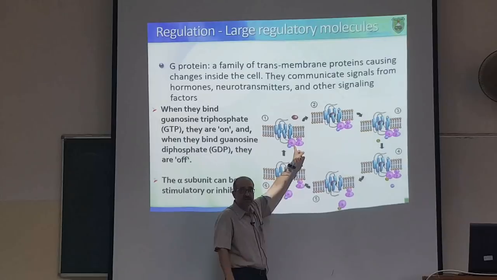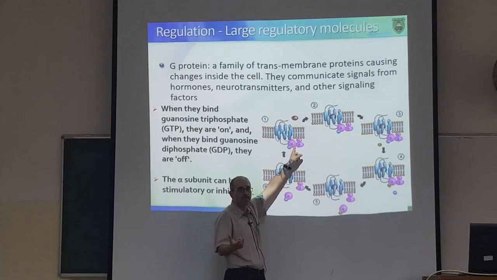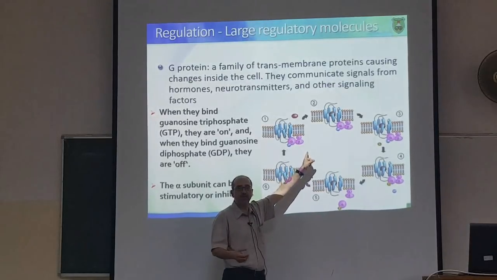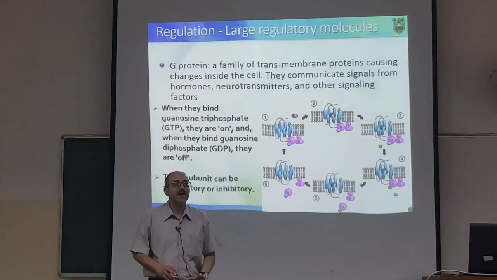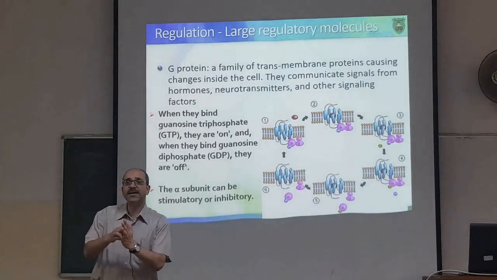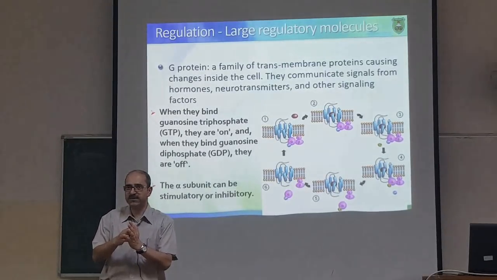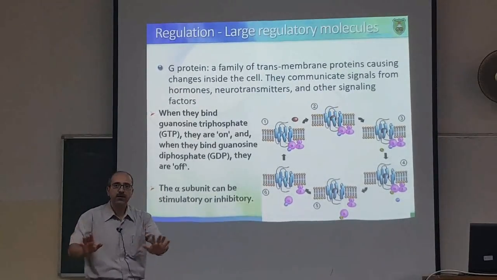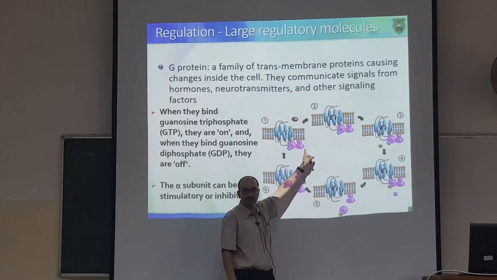The alpha subunit is the active subunit, or the functional subunit. Beta and gamma are regulatory, meaning that they regulate the function of alpha. They inhibit alpha when they are bound to it. Alpha is bound to either GDP, diphosphate, or GTP, triphosphate. When alpha is bound to the diphosphate, it is inactive, or it gets inactivated by binding to gamma and beta.